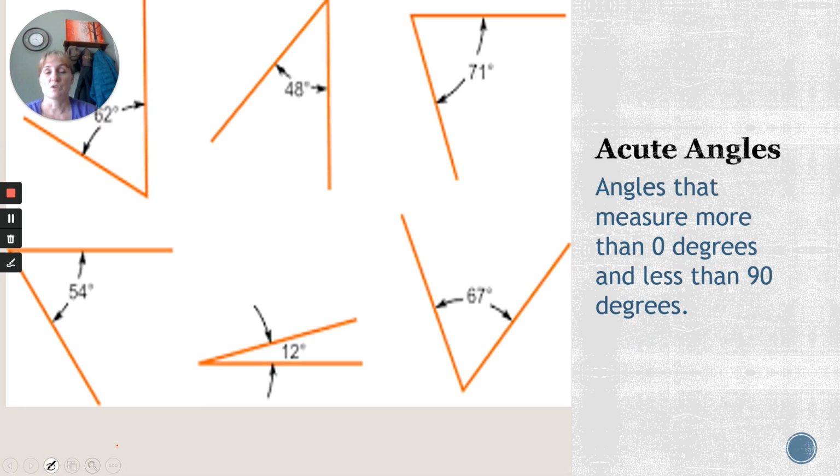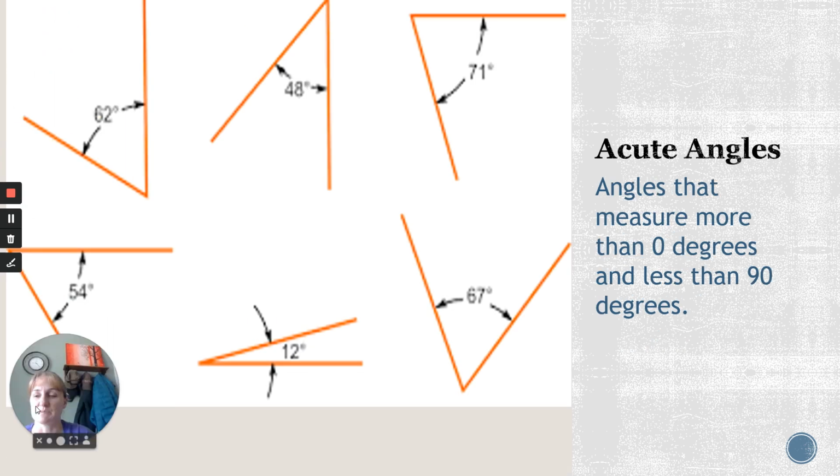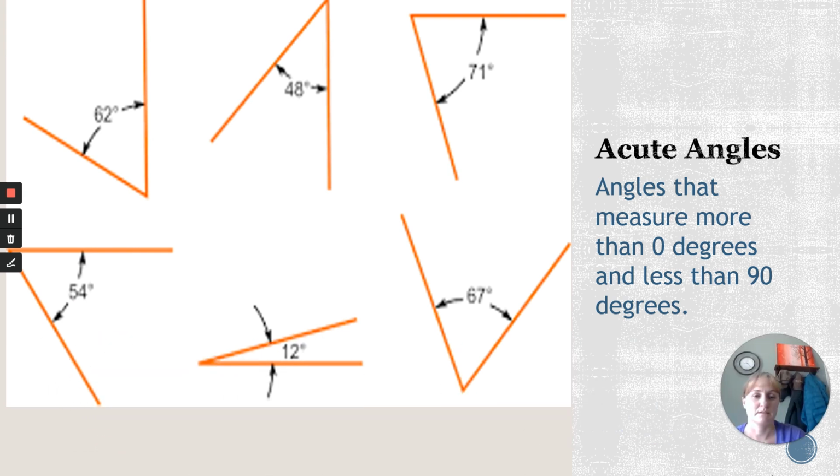Okay, so the first one we're going to look at, and let me move my picture because it certainly seems to be in the way today, is acute angles. They're angles that are measured more than 0 degrees, so that means you're moving up and having some space between your lines, and less than a 90-degree angle.